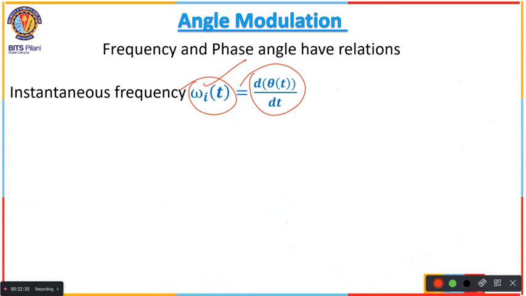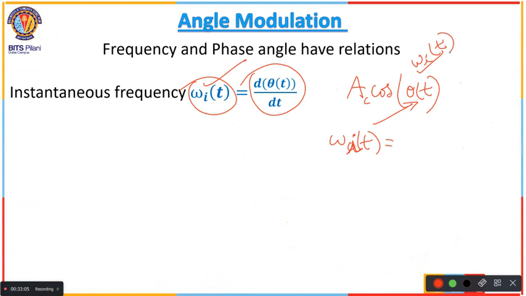Have you understood this? See, if I write AC cos of theta of t, what is your omega ct frequency, or I can say instantaneous frequency? This is the phase angle, right? If I want to write this term in terms of frequency, I will write it as omega i, instantaneous frequency. This is the instantaneous phase angle, right? I want to write the same as instantaneous frequency, then this is equal to d of theta of t by dt. This relation, you never forget it. Never ever forget this. Relation between phase angle and the frequency, right?